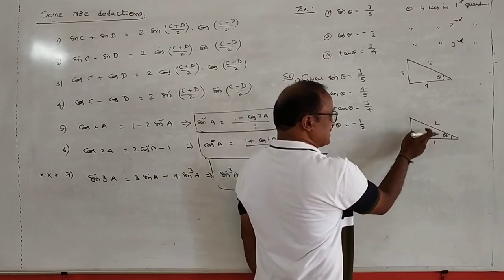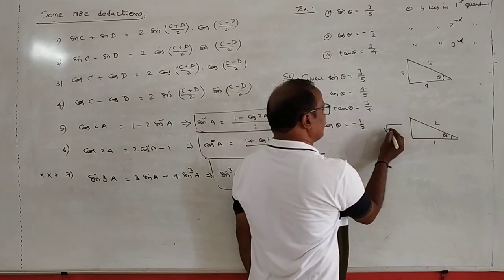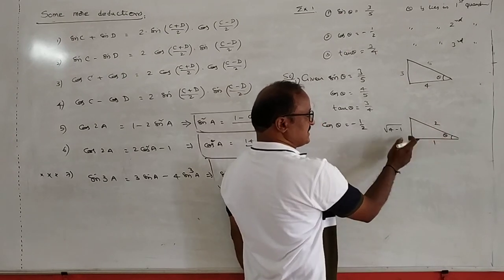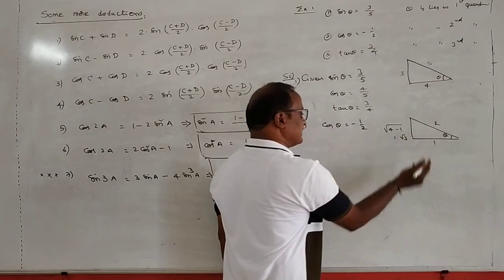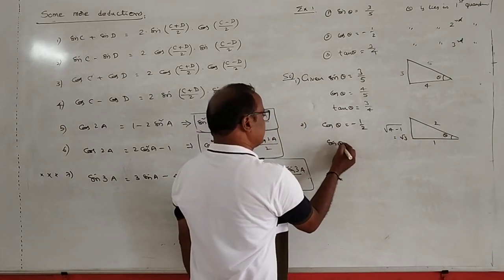Side square plus side square is equal to hypotenuse square. So this side should be equal to root of 4 minus 1. Hypotenuse square minus side square is equal to remaining side square. Root of 4 minus 1 is equal to root 3. From this, what is the value of sin theta?